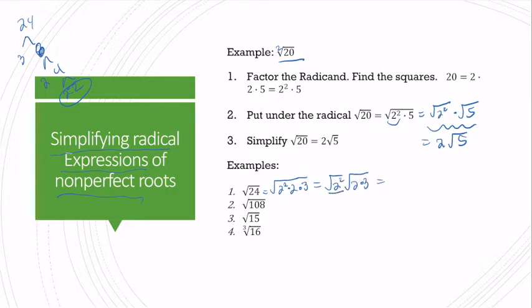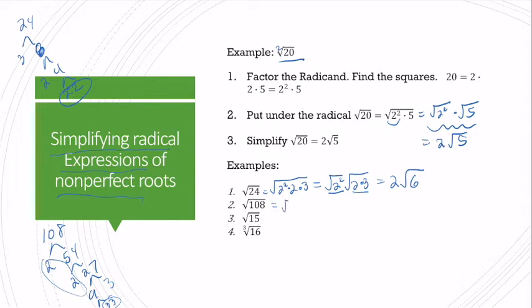So I'd get 2 square root of 6. Let's take another look. Let's look at 108. 108 factors into 2 and 54, which factors into 2 and 27, which factors into 9 and 3, which factors into 2 3s. Okay, so I've got 2 squares here. I've got 2 squared and 3 squared.